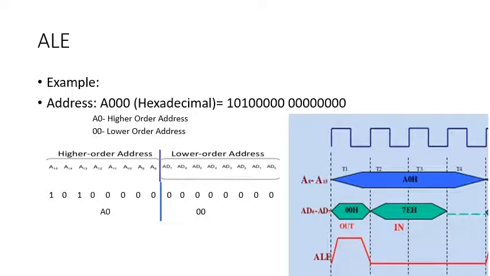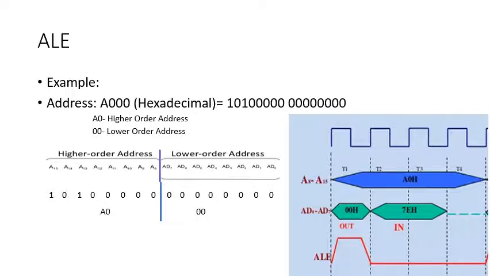In this example, I have taken an address of A000. A000 is nothing but a 16-bit address in which the lower order address is 00. Since the lower order address bus is multiplexed, this 00 will come out when the ALE signal is high. When the ALE signal is high, the latch is being enabled. As the latch is being enabled, at that instant of time, the lower order address bar data bus will act as lower order address bus alone. So 00 will come out.